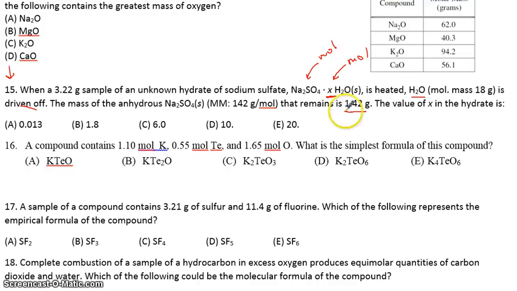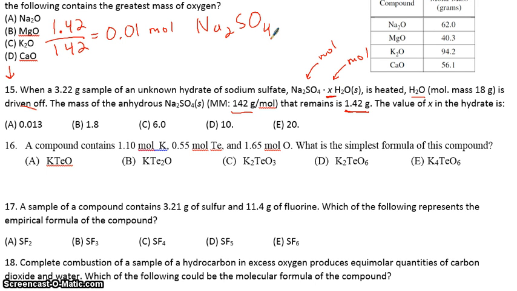The compound weighs 1.42 and the molar mass is 142. So little quick math, 1.42 over 142. This is like doing 1 divided by 100. This gives you 1/100th or 0.01 moles of our sodium sulfate.